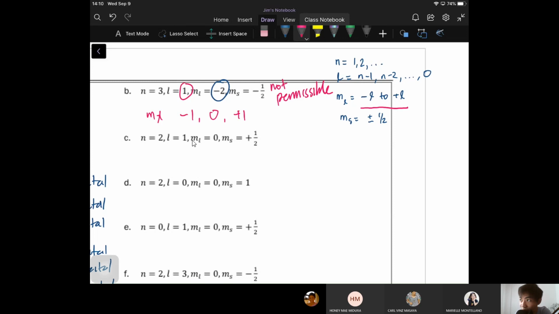Sige. So, letter C. Ano kaya yung mali dito sa C? May mali ba or tama naman? Anyone?